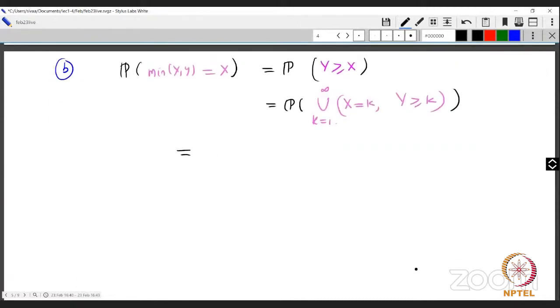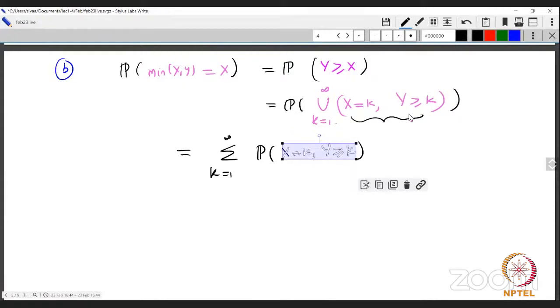All these are mutually exclusive events, right? They're not independent, they're mutually exclusive events, and it's a countable union we have here. So by axiom 2 of probability, it's the same as the sum over k equal to 1 to infinity of the probability that x equal to k and y is bigger than or equal to k, right? Very good. So which means again you're back to the same situation now. We know that x and y are independent, so we use independence again.